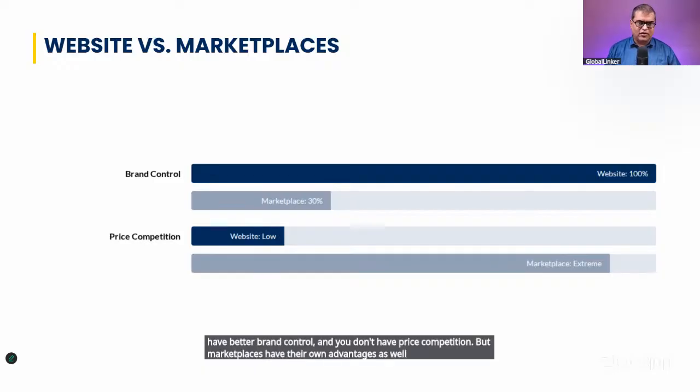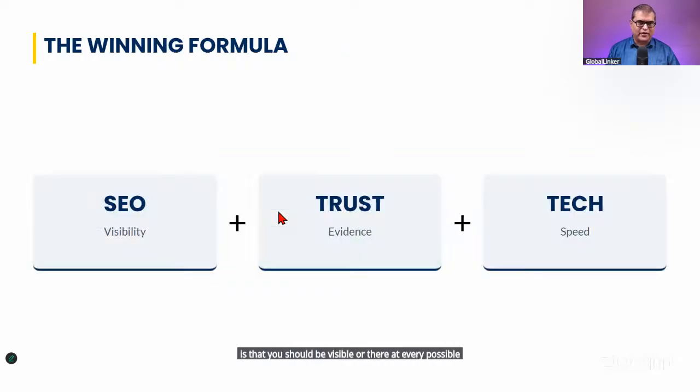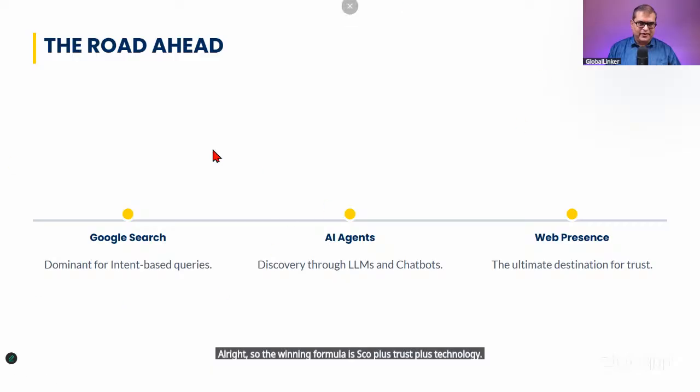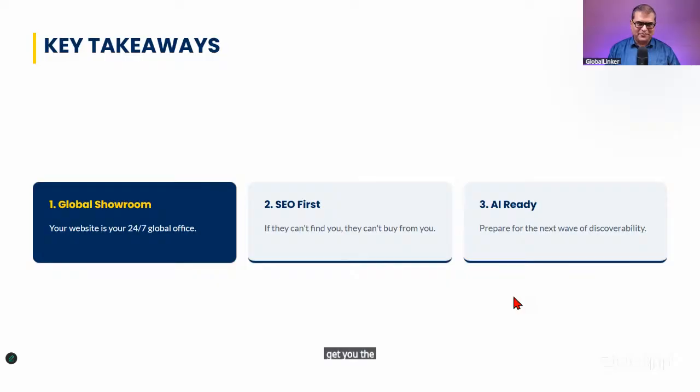It increases your visibility. So as a seller, my personal advice to you as sellers is that you should be visible or there at every possible customer touch point. All right, so the winning formula is SEO plus trust plus technology. So the roadmap is focus on Google search, AI, and then web presence, and that will get you the international buyers that you're looking for.